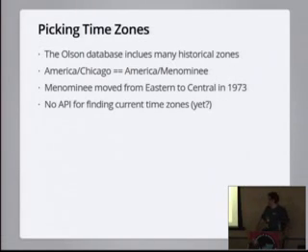All right. So this is kind of a pain, getting users to pick time zones. If you get a list of all the zones in the Olson database, there's, I don't know, 300 or something. And a lot of them are purely historical.